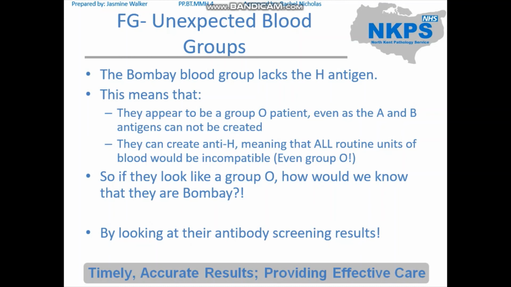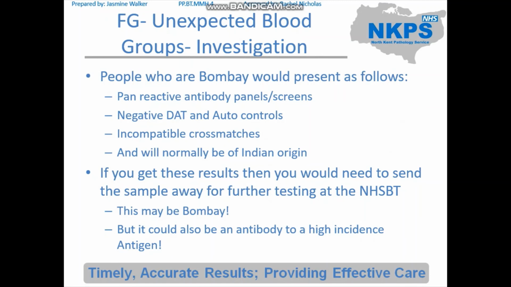So if they look like a group O, how would we even know that they were Bombay? We would know by looking at the antibody screening results. People who are Bombay would present as follows. They would have a pan-reactive antibody screening panel, both in IAT and enzyme. They would have a negative DAT and autocontrol. Any cross-match that you attempted would be incompatible. And normally with Bombay, you're looking at someone who is of Indian origin. If you do get these results, you would need to send the sample away for further testing at the NHSBT.